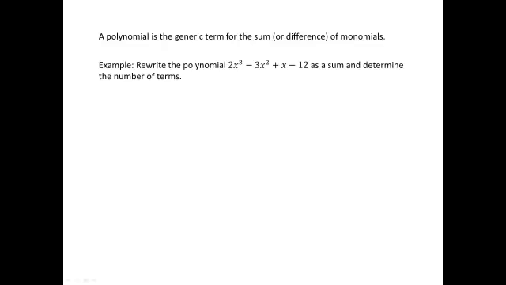Example: rewrite the polynomial 2x cubed minus 3x squared plus x minus 12 as a sum and determine the number of terms. 2x cubed minus 3x squared plus x minus 12. Subtraction is addition of the opposite, so we're going to apply that at every step we need to. 2x cubed plus negative 3x squared plus x plus negative 12. The terms are the parts that are separated by the plus sign. So in this case, there are 4 terms.